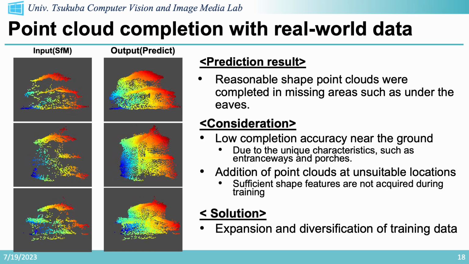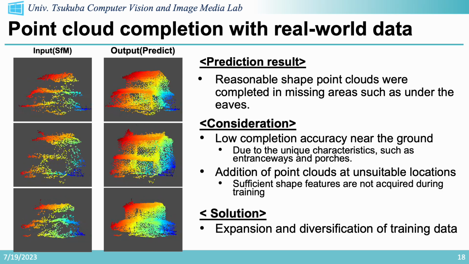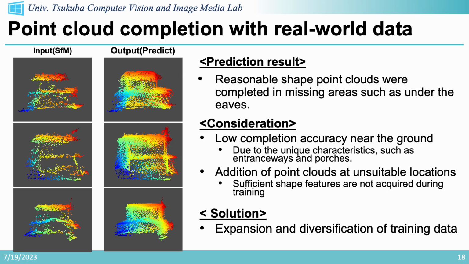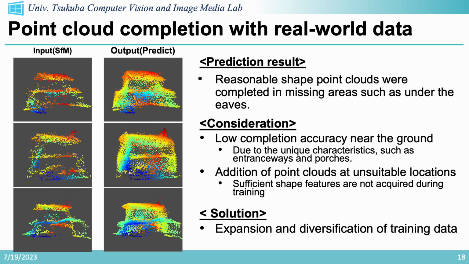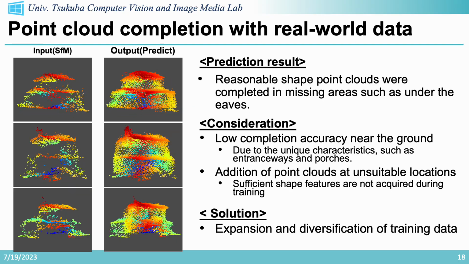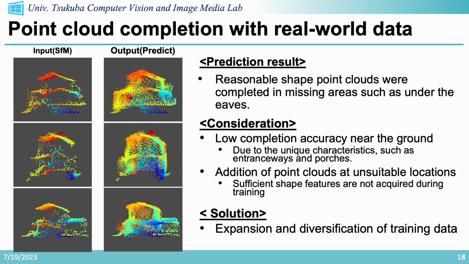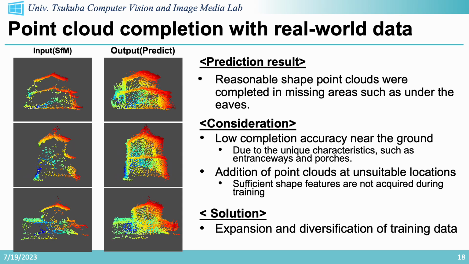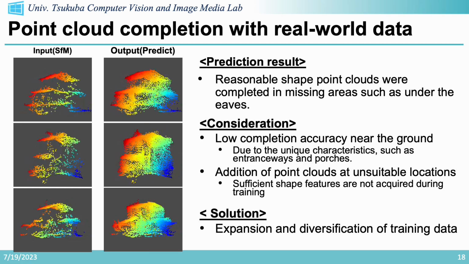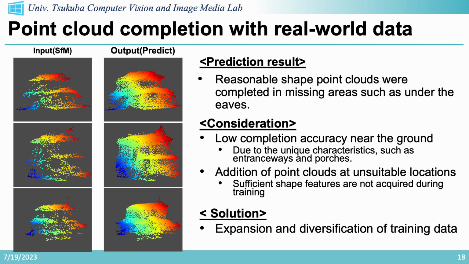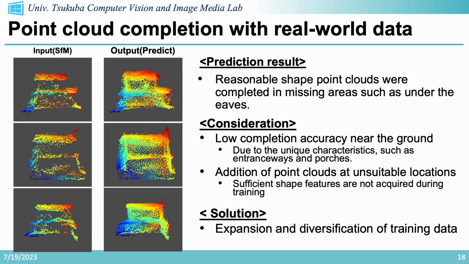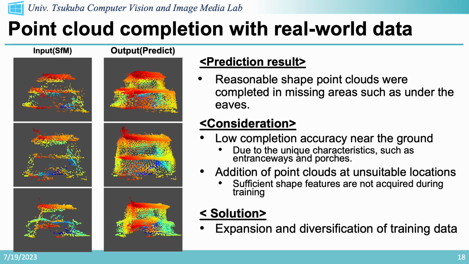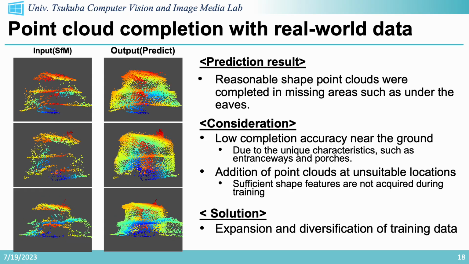This is a result of the point completion on the real-world data. The left side of the figure shows the missing point cloud from the input SfM data, and the right side shows the point cloud that was completed. You can see that a point cloud with reasonable shape was completed for the missing part, such as under the eaves.